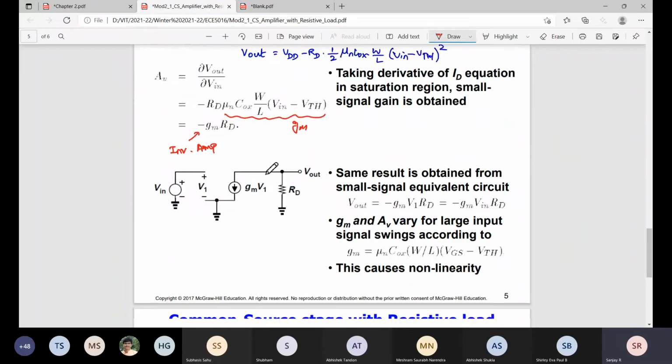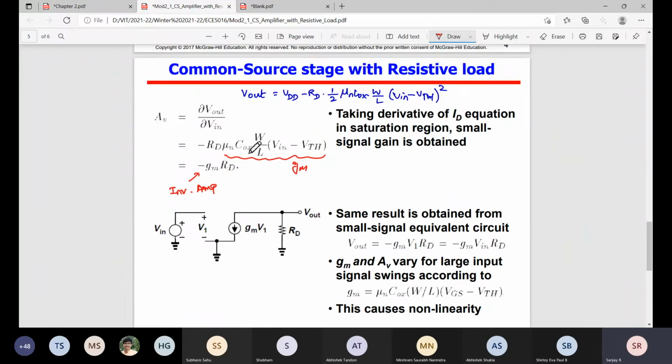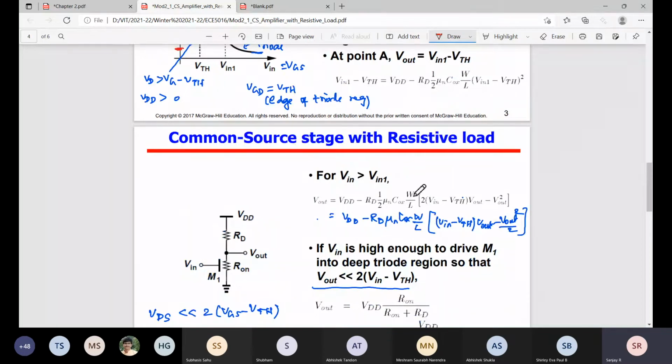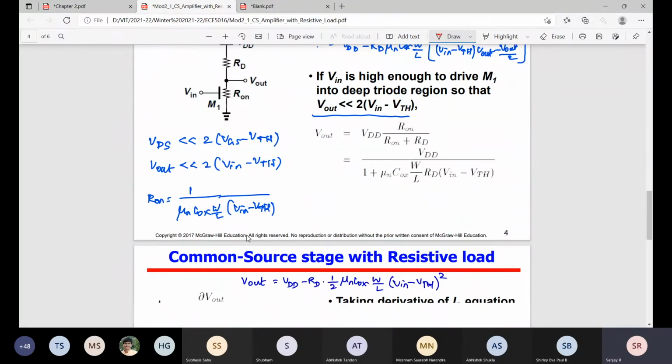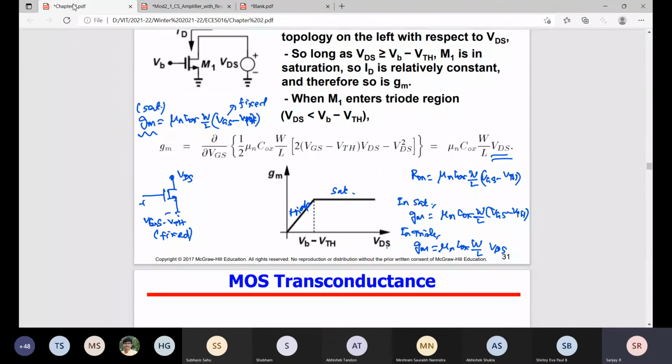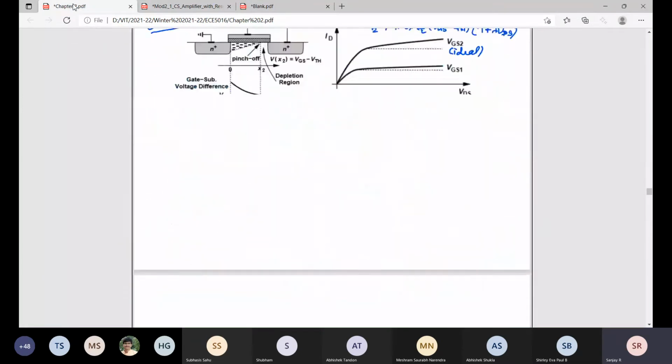Okay, so this we have derived from the large signal equations, that is, with the current expression and the KVL equation. Similarly, we can derive the gain using the small signal model. So you know this is the small signal model we discussed just now.